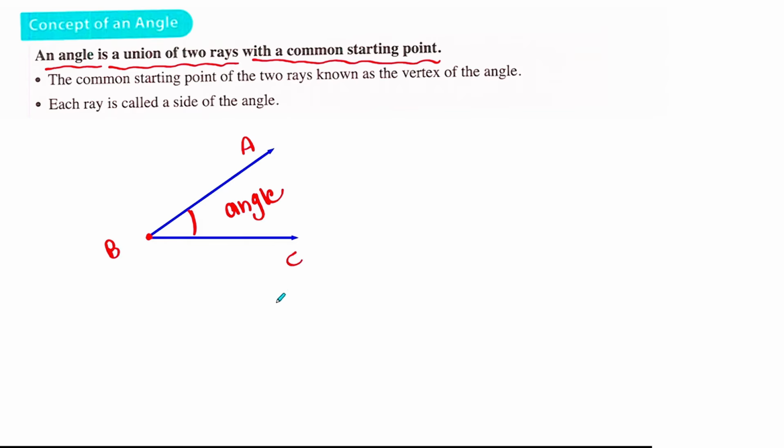This point B represents the vertex of the entire angle. Indeed, the very vertex itself. And here, BA and BC are the respective sides of the angle in this context.